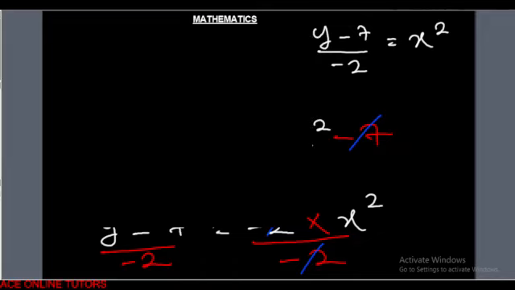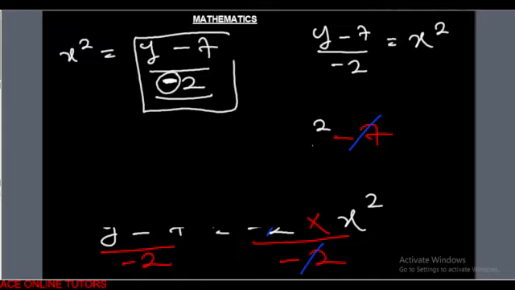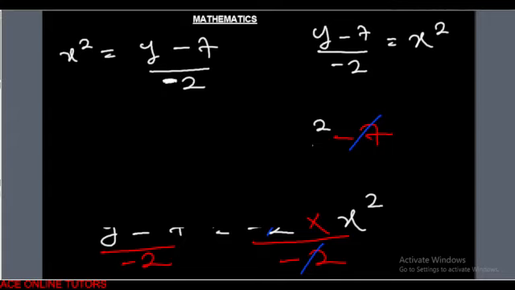So now what's next? Now you can write this side before this side. If you do that, you're going to have x squared equals y minus 7 over minus 2. Now what the thing is that this minus, you have to look for a way to also remove it. We don't just leave negative sign with a denominator. If the negative sign is with the numerator, it's better, but don't leave it with the denominator. Now how are you going to remove that negative sign?